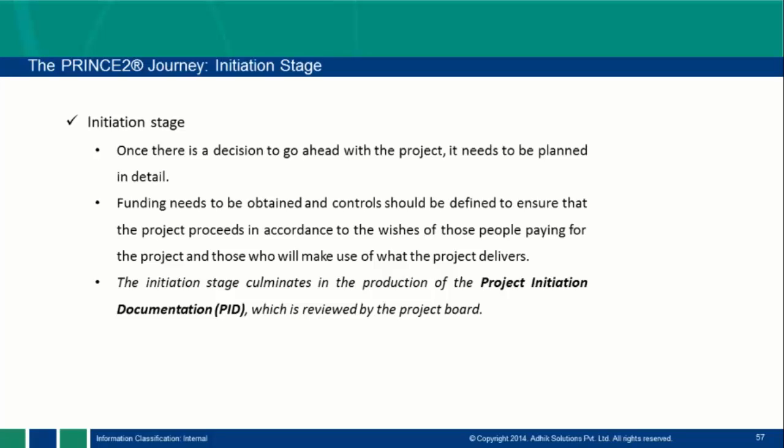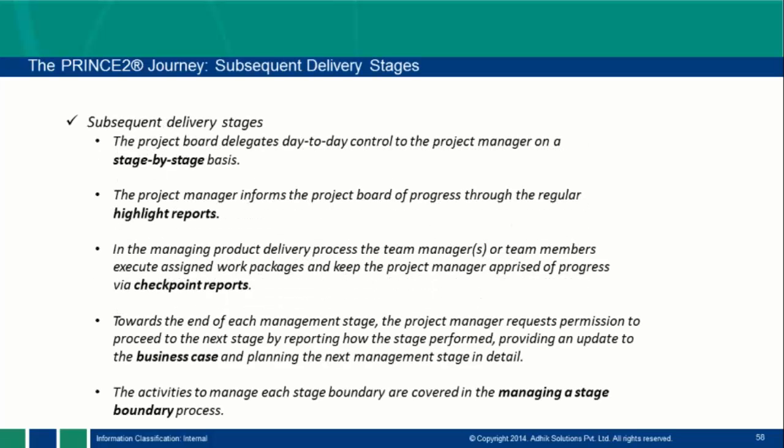So the initiation stage culminates in the production of project initiation documentation, which is reviewed by the project board, right? So here after all the planning, where are we putting that planning? We are putting it in the PID, that is called project initiation documentation. That document is then again reviewed by the project board because these are the directing people, right? So this is my initiation stage, second.